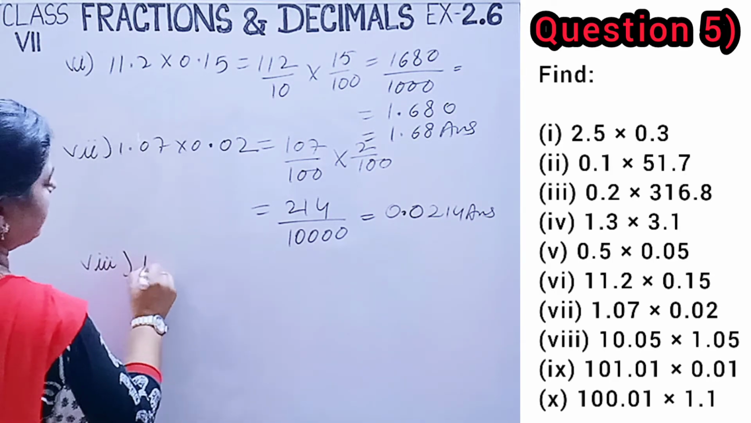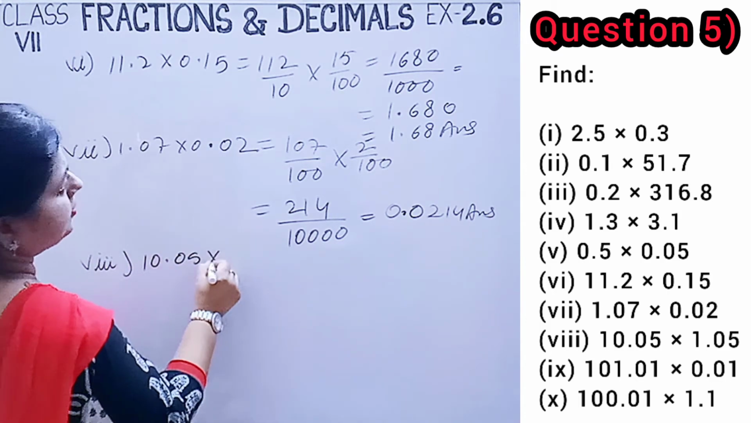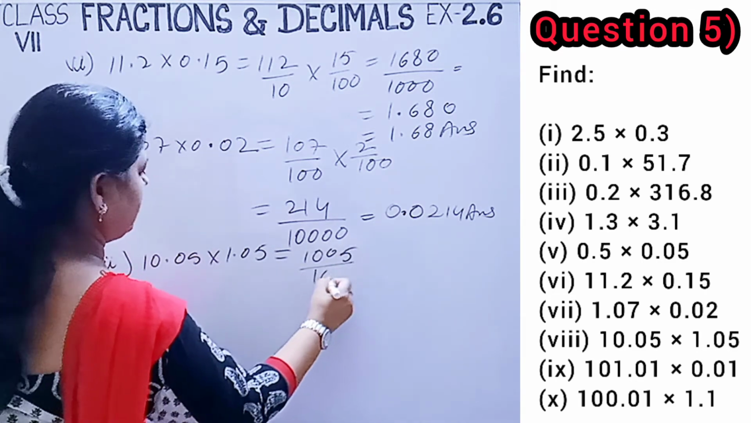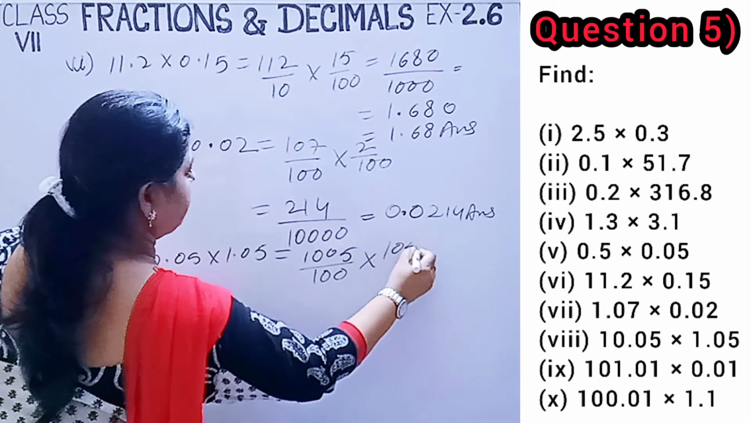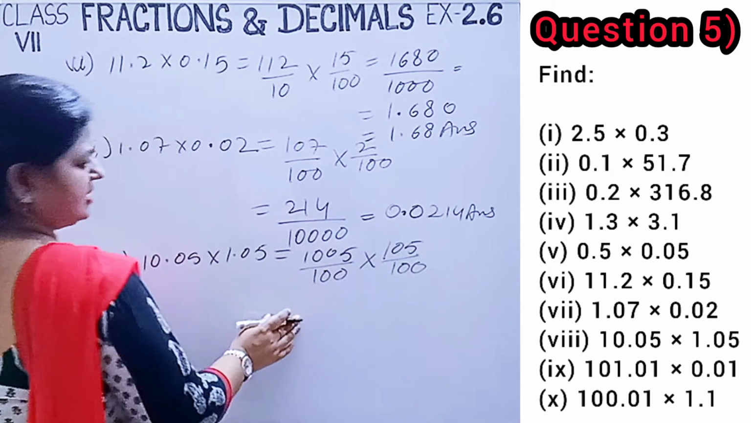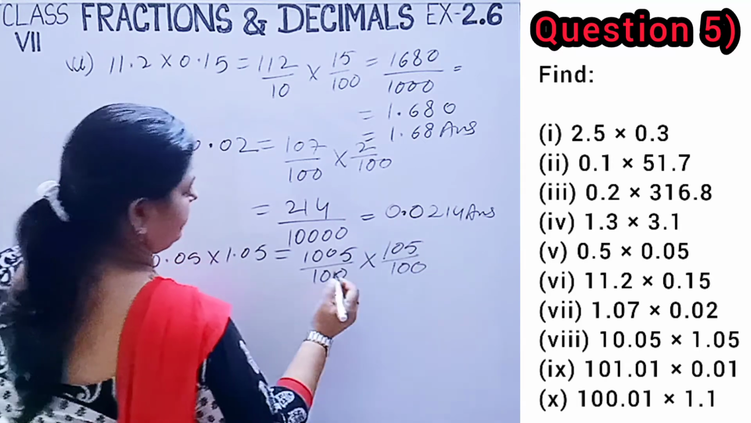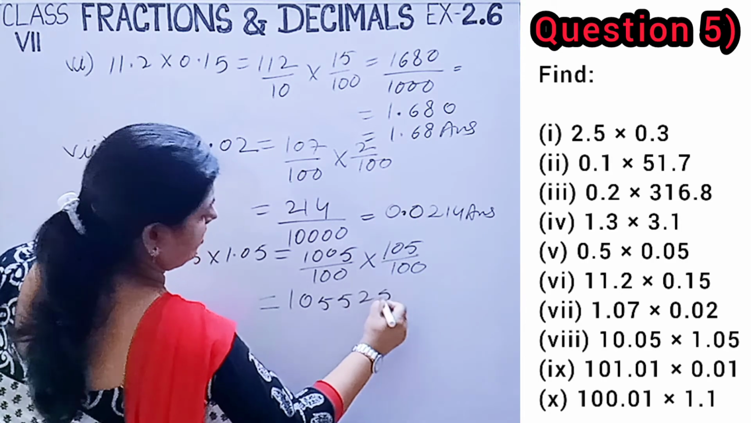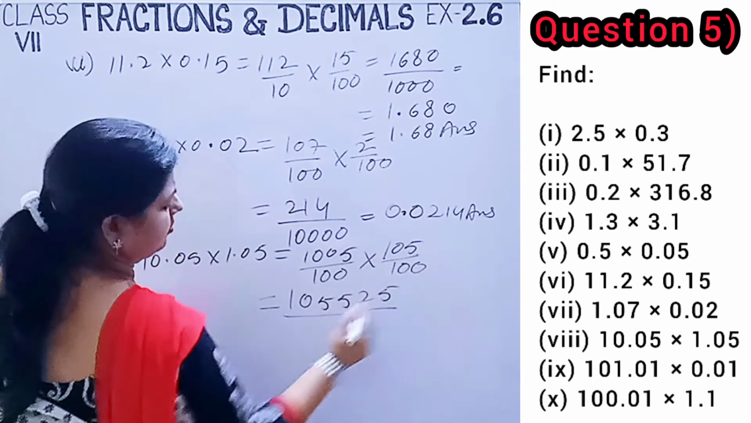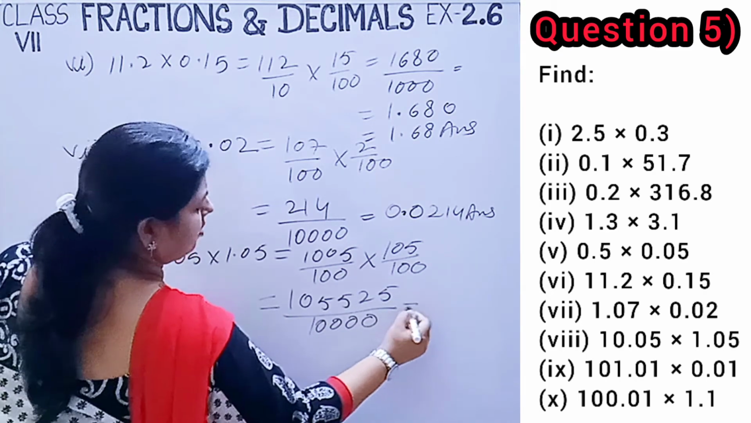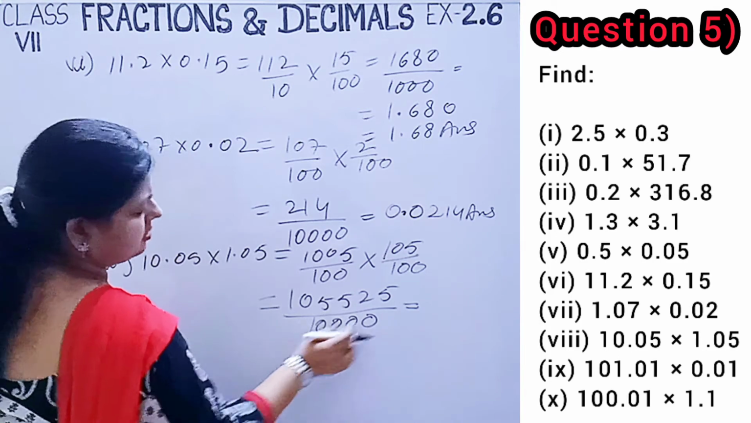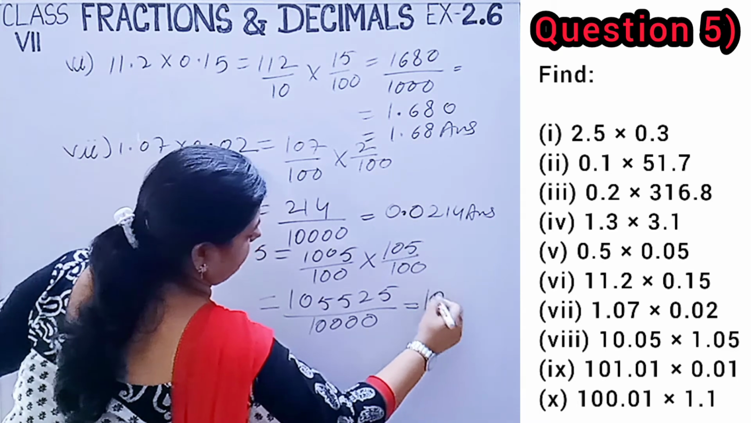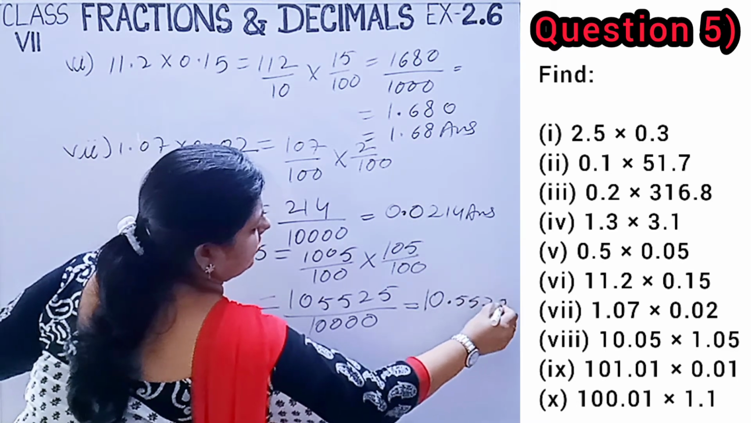Part 8, 10.05 into 1.05. Now 1005 upon 100 and 105 upon 100. Now we have to multiply these two fractions. So we get here, after multiplying this, 105525 upon how many zeros? 1, 2, 3, 4. Now we have to put decimal here. 4 zeros here, 1, 2, 3, 4. It means we have to put here decimal. So 10.5525. Answer.